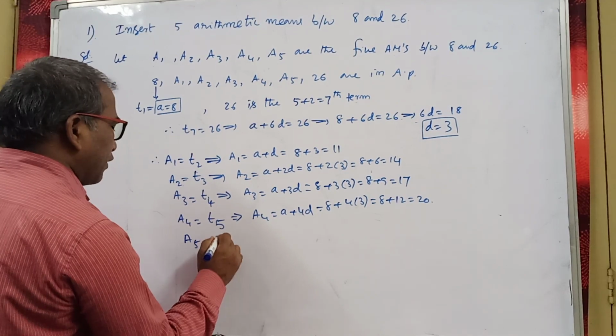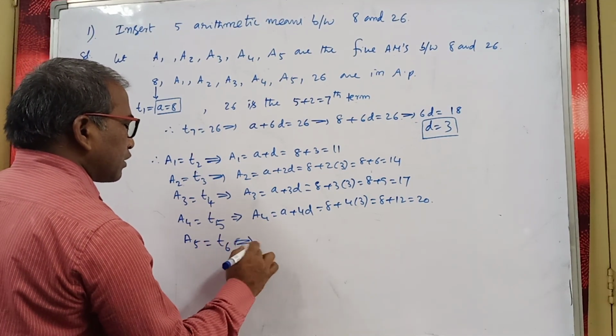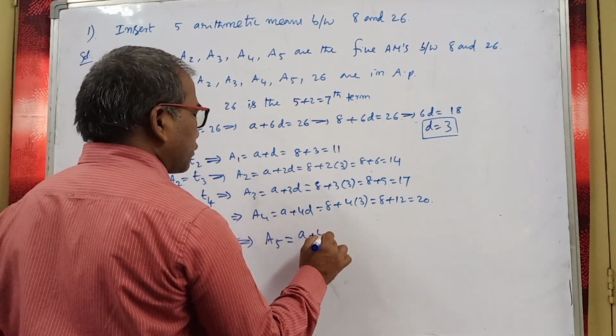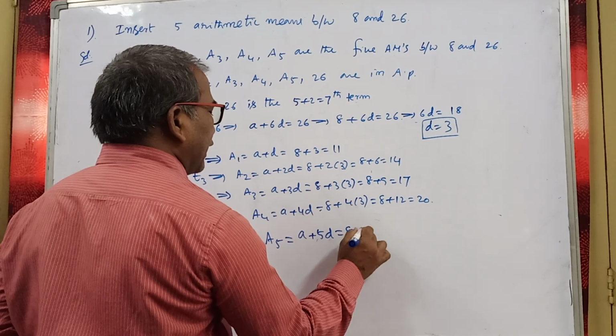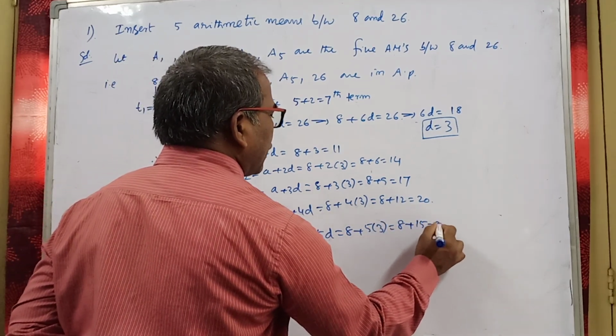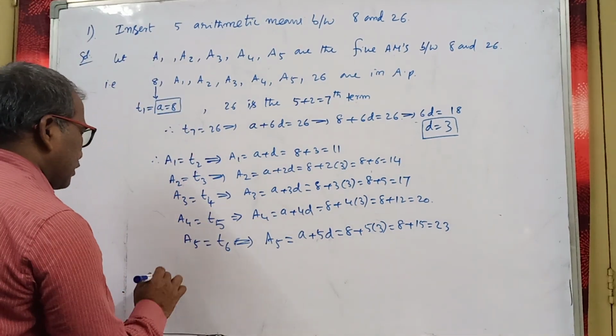Finally, A5, nothing but T6. So A5 is equal to a plus 5d. So 8 plus 5 into d, 8 plus 15, 23.